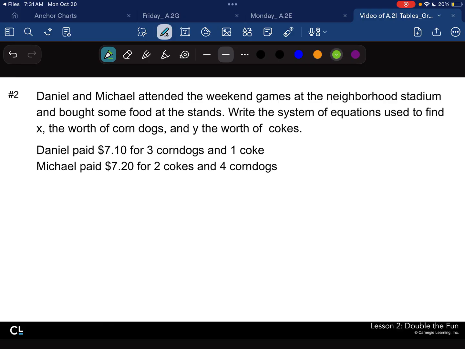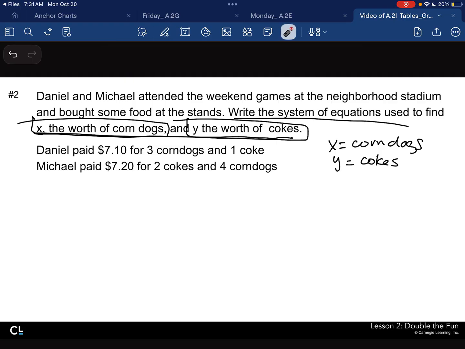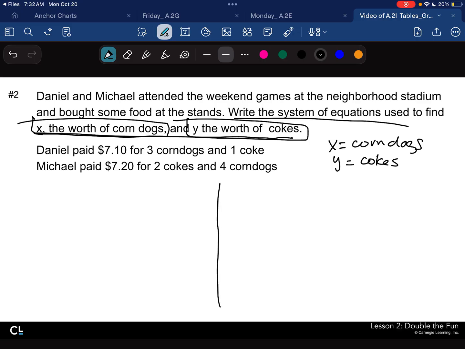All right, so first things first, as I mentioned before, I am going to underline my question. Oftentimes it tells me what my X value is and what my Y value is. In this case, X is the corn dogs, and Y is the soda, the Cokes. Again, similar to before, I see 1, 2, 3, 4, 5, 6. I love that because that means my equations are going to be kind of straightforward. I'm going to have an equation for Daniel, and an equation for Michael.